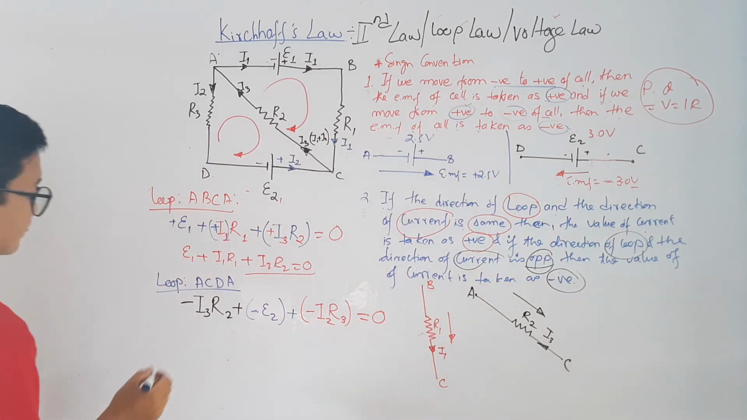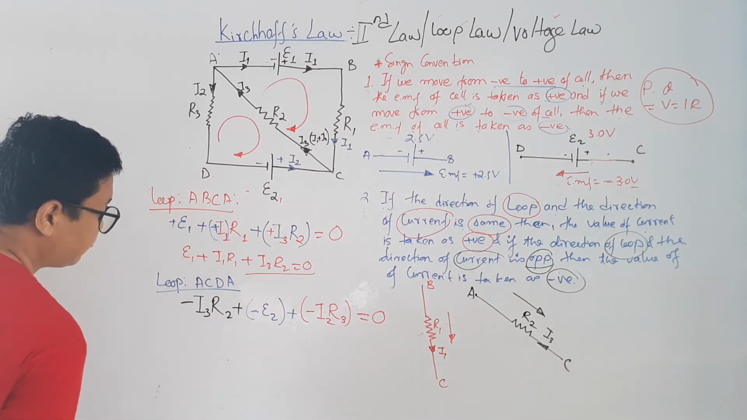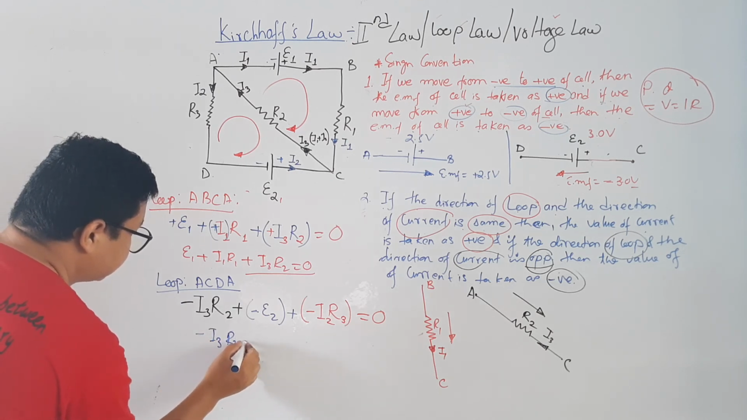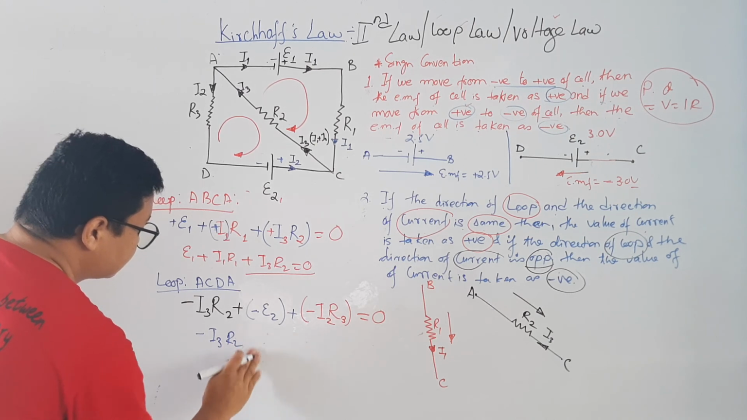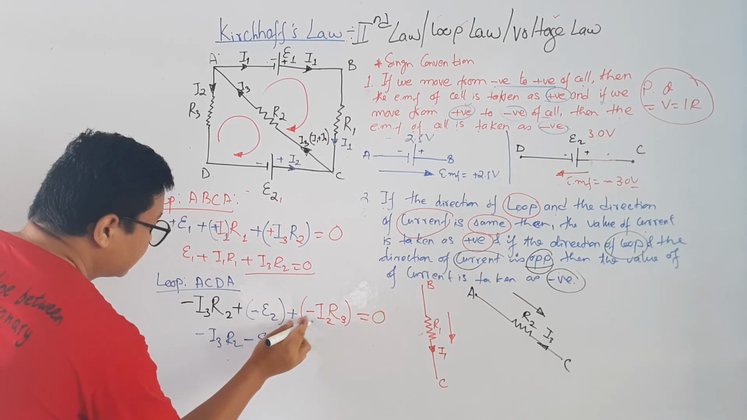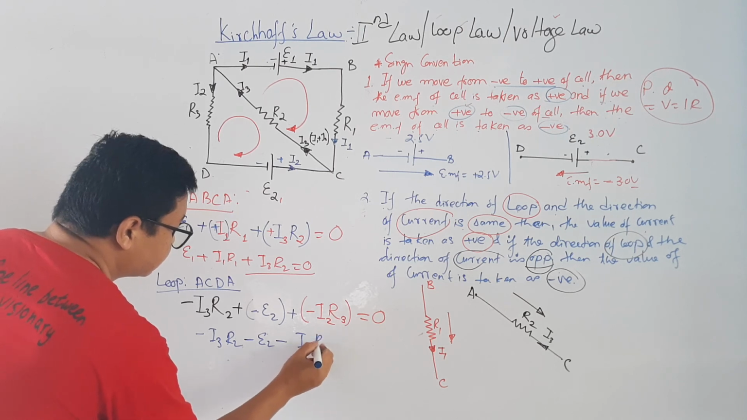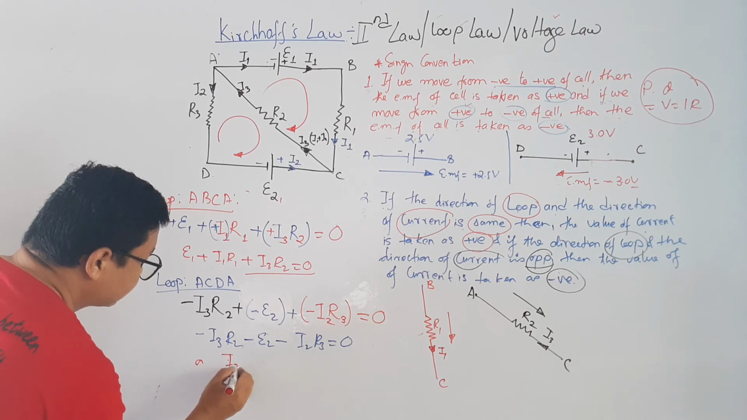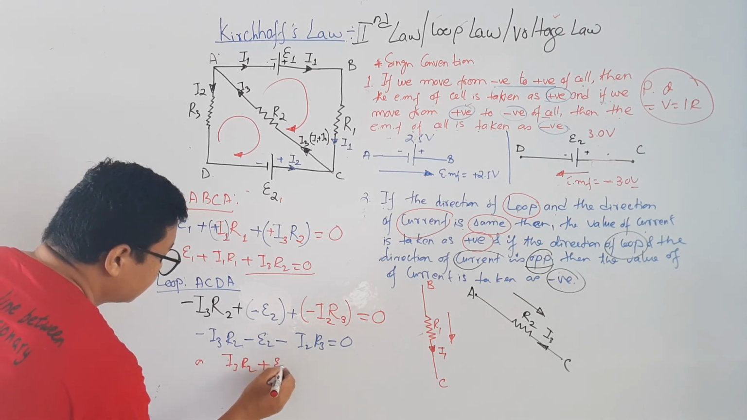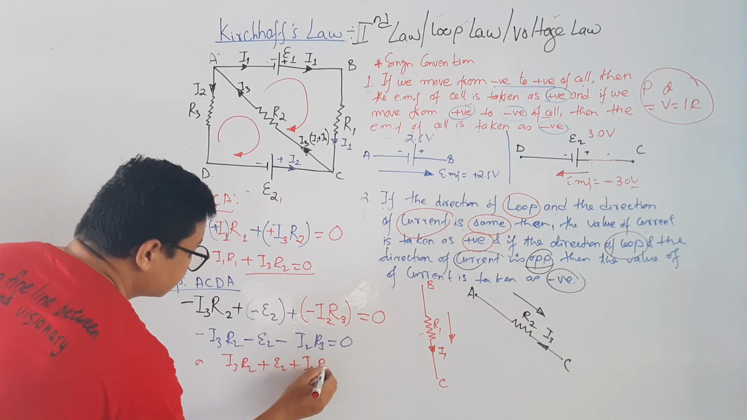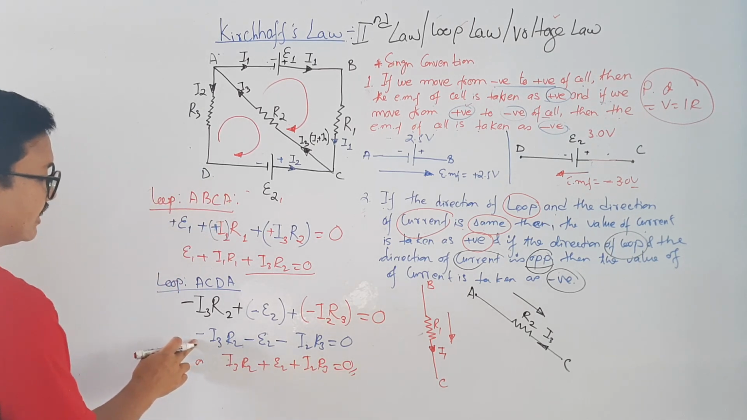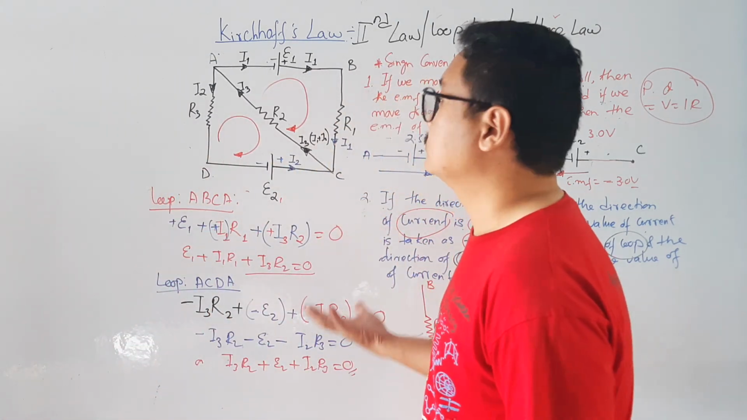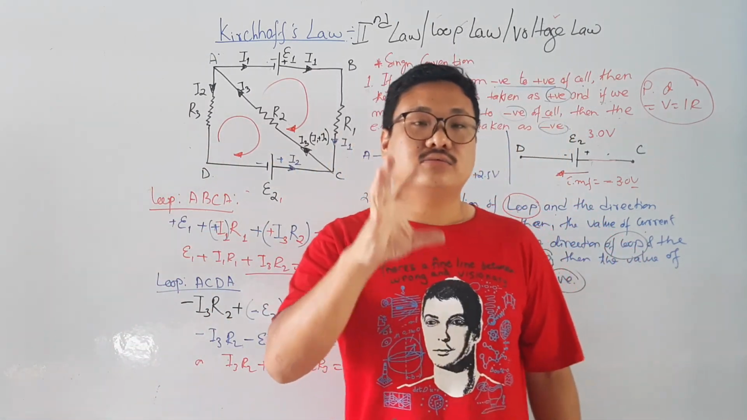So let us arrange this. I will write it like this: minus I3 R2 plus minus minus E2 plus minus I2 R3 is equal to 0. This can be written as I3 R2 plus E2 plus I2 R3 equal to 0, taking the common minus and moving it here. So this is Kirchhoff's loop law, Kirchhoff's second law, which is very easy, and we have to remember all this sign convention.